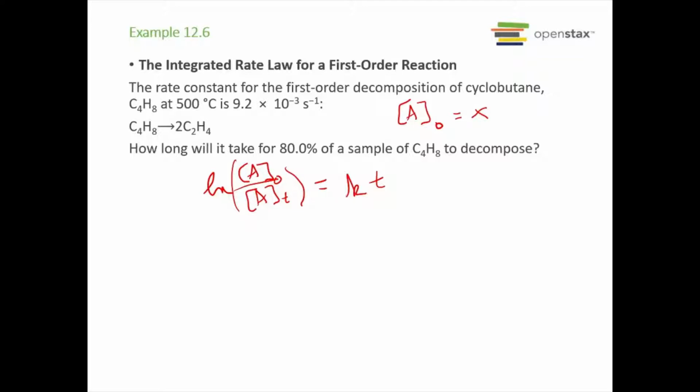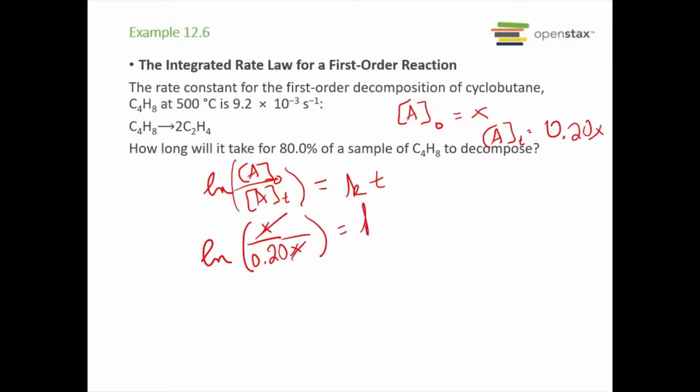Okay. And we also know that 80% of our sample is decomposed. So because of that, we know then that A_t is equal to 20% of X because 80% is gone. So A_t is equal to 0.20X. We don't even need our actual concentrations here because of this ratio. Watch what happens. The natural log of X over 0.20X, our X's divide out, is equal to kt.